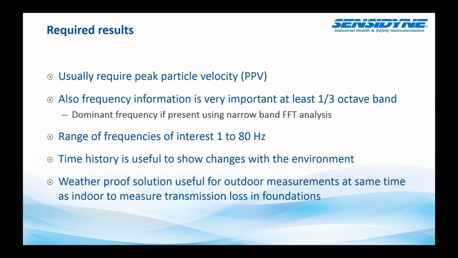So we need to be able to calculate both acceleration for comparison with the VC curves, but we also need the peak particle velocity. Dominant frequency is also a problem, so often we need to measure in at least 3rd octave bands, but more usually we perform FFT analysis to identify a particular dominant frequency. Typically, again, it's up to about 80 or 100 hertz, our range of interest here, and certainly down to 1 hertz and even below that.